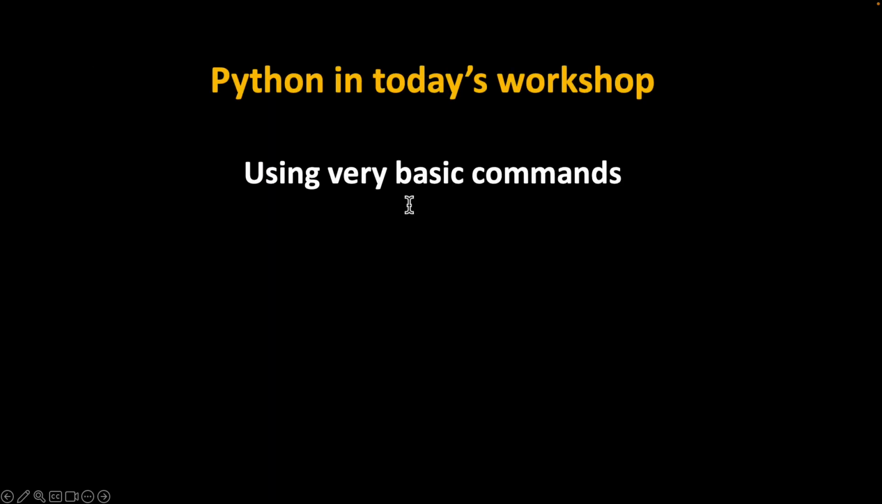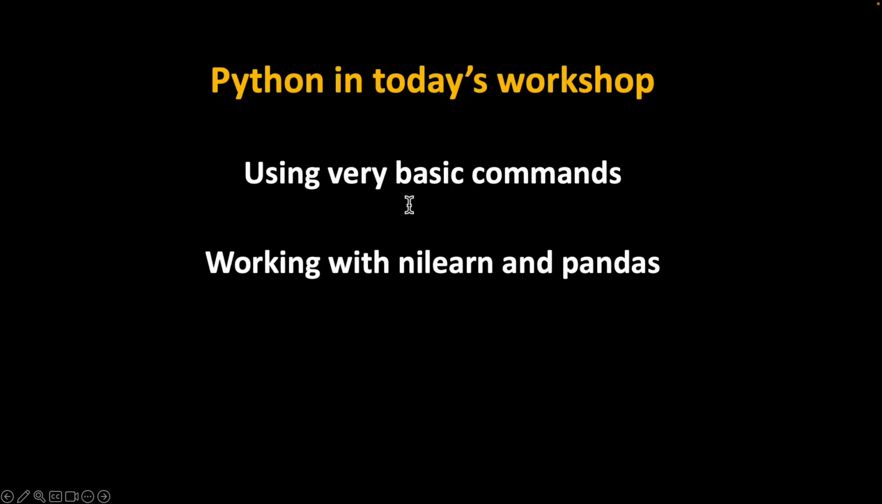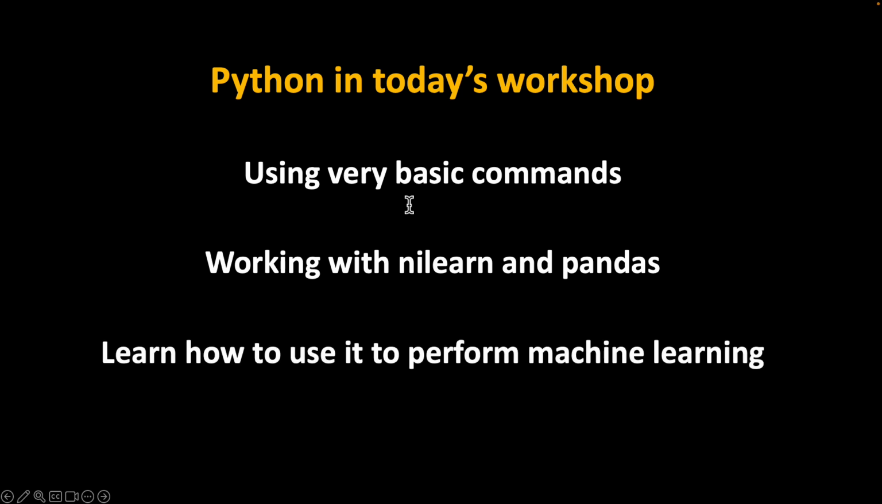All right, so Python in today's workshop, again, we're going to be using very basic commands. We're not going to get too crazy here. Mostly using things like Nilearn and pandas. Again, Nilearn, it's not just machine learning. It can do most image manipulation that you'd want to use. And pandas is mostly used for converting things to, say, a tabular format, for example. And we'll use it mainly to perform machine learning, both support vector machines and searchlight analysis.